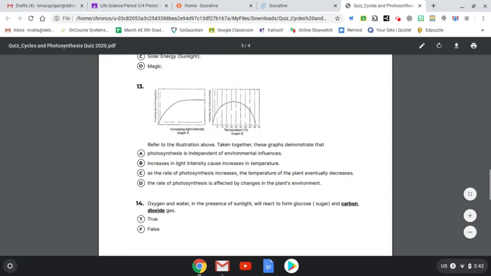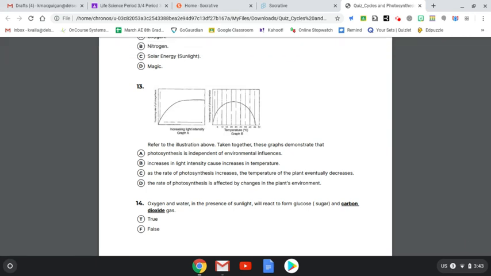Number 13, you have to look at this graph. There's two different graphs. You have graph A, which is recording the increasing light intensity, and then the temperature, which is graph B. And both are comparing the increasing rates of photosynthesis. So over time, with the increasing light intensity, it will hit a plateau. Whereas with temperature, the warmer it gets, the better it will get. But then once it reaches 25 degrees Celsius, it will start to go down. Which basically means the hotter it is, the less likely photosynthesis will happen. So let's look at these answer choices.